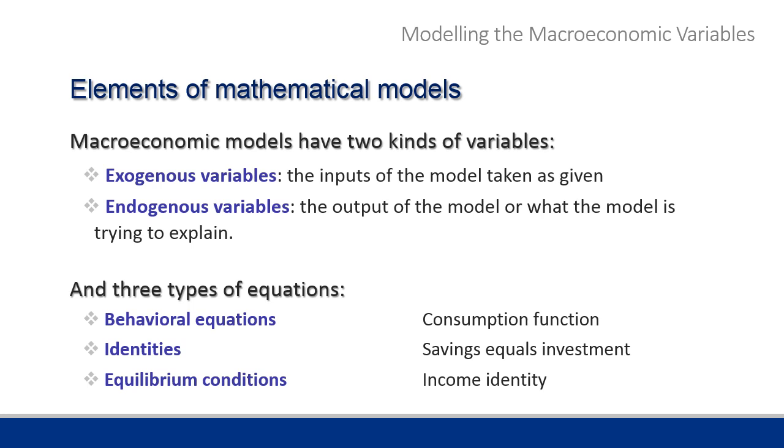There are three types of equations in a mathematical model. There are behavioral equations, which might explain the movement of an economic variable, such as consumption. There are identities, where we know something has to be true. And there are equilibrium conditions, which are the conditions that must be met to keep the model in equilibrium.